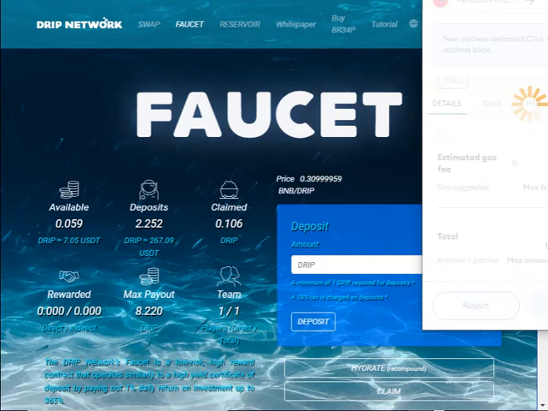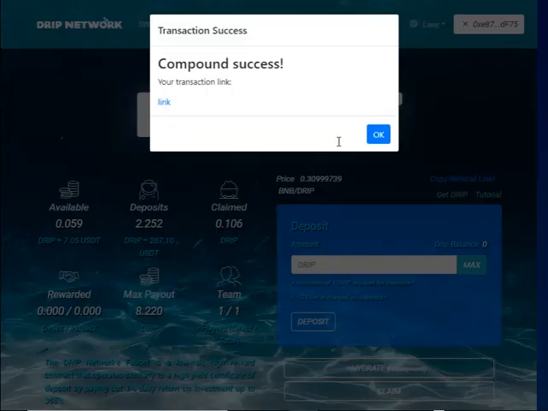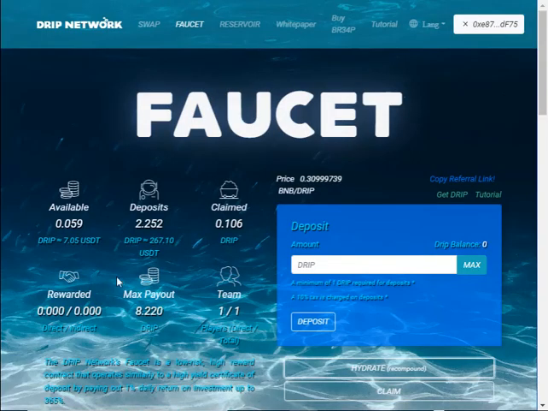Now watch these totals off to the right side or left side over here. They're going to change. It's going to come up saying that the submission's been done, and everything will change. Give it a second here. System's being a little slow today. Oh, there we go. Compound success. I hit OK. Come back over here and we're going to watch these totals change.